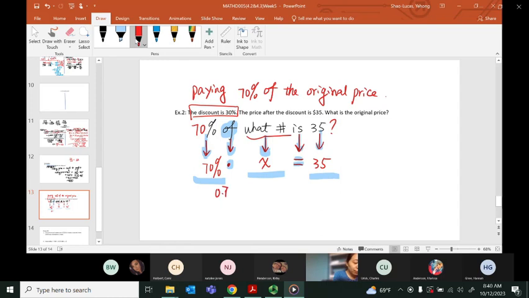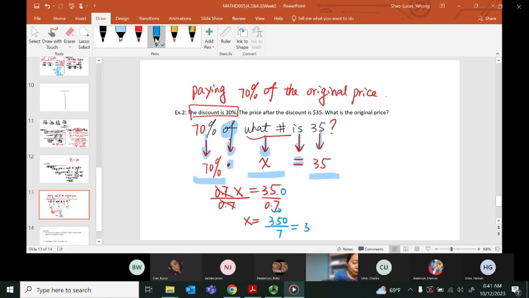Now we solve it like we did before. 70% means 0.7 times x equals 35. So we divide by 0.7 and move the decimal point to the right. It's like doing 350 divided by 7, which gives $50. So the original price is $50, because you got a 30% discount and you're only paying $35.